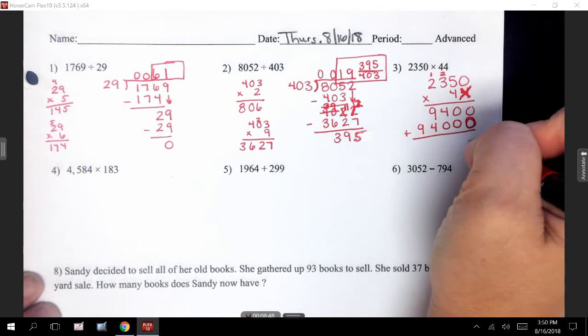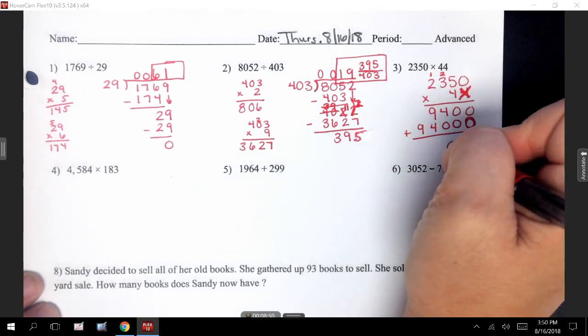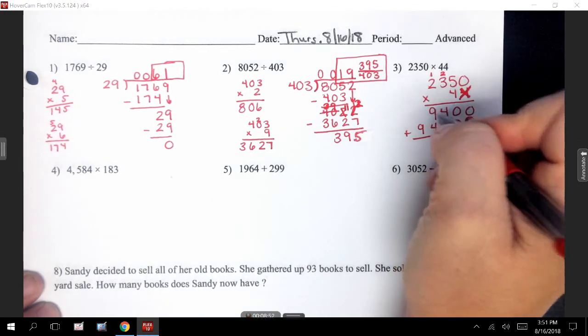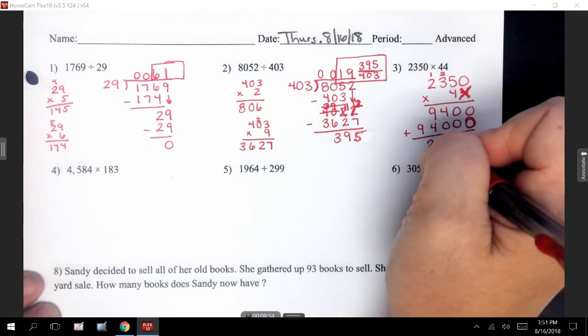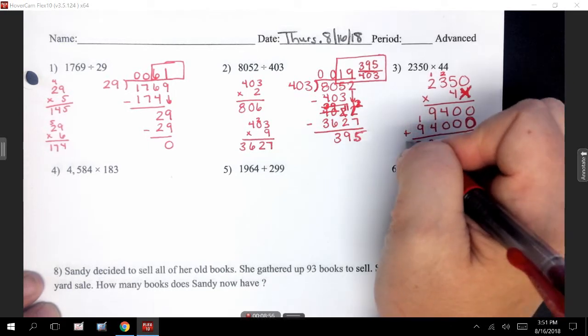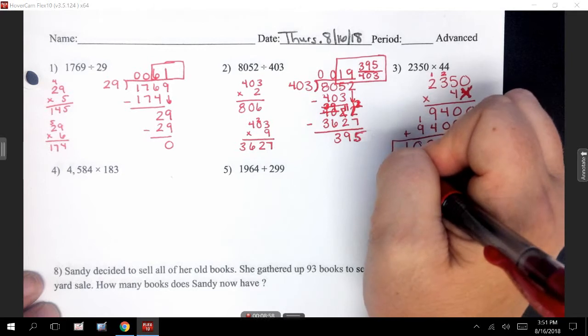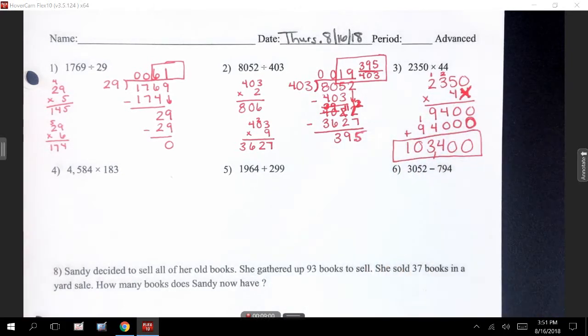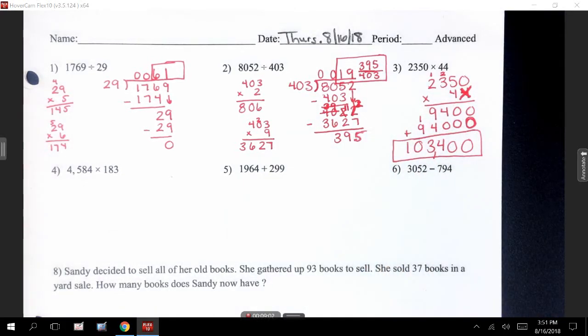Adding those up, 0, 0, 4, 4 and 9 is 13, carry the 1, and that gives me 10 there. So I get 103,400. Let's look at number 4.